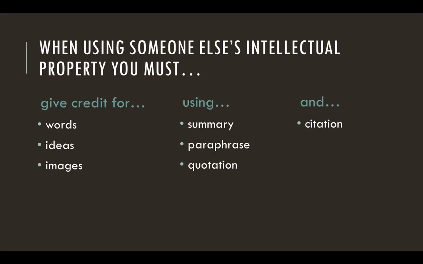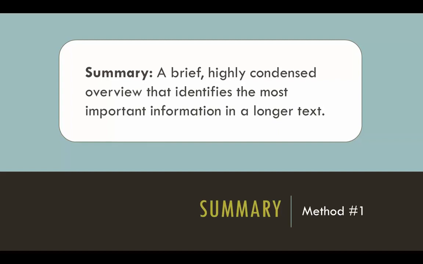There are three different methods for giving credit: paraphrase, summary, and quotation. Whichever method you use, you'll also be expected to provide a citation and corresponding reference list entry so that your readers can access the original source if they want to. I'm going to spend some more time on each of the three different ways you can incorporate source material into your writing. Let's begin with summary, which is a brief, highly condensed overview that identifies the most important information in a longer text.